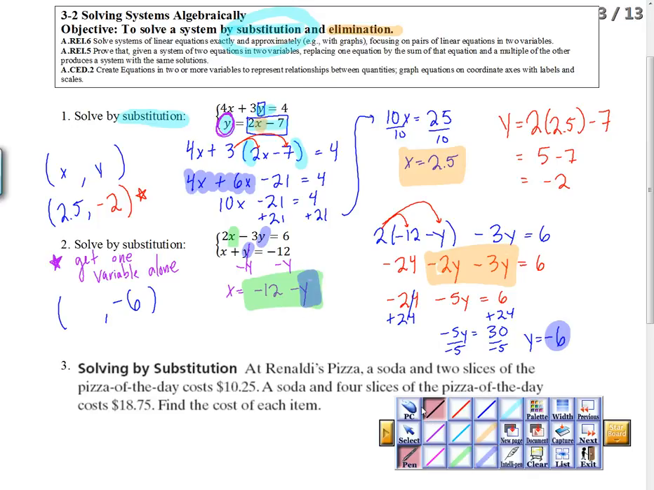So my x is equal to negative 12 minus, and then right in for my y is my whole negative 6. So minus a negative 6. So what happens here? Negative 12. Well, if I minus the negative 6, that would change to a plus 6. Negative 12 plus 6 is negative 6. So my x is negative 6, making my solution negative 6, negative 6. You need to write your solutions as these coordinate points.